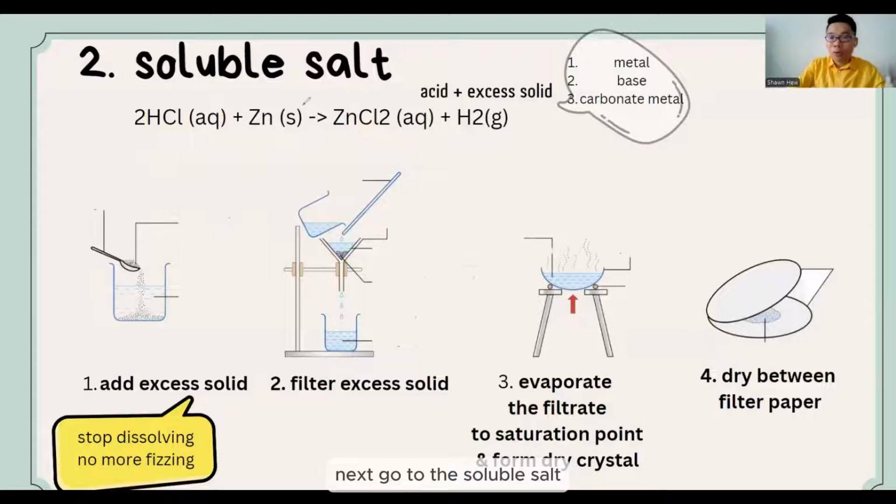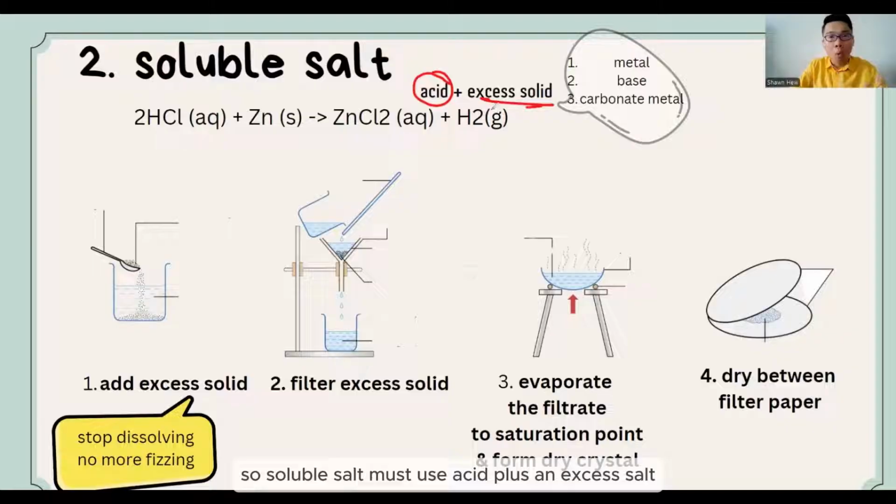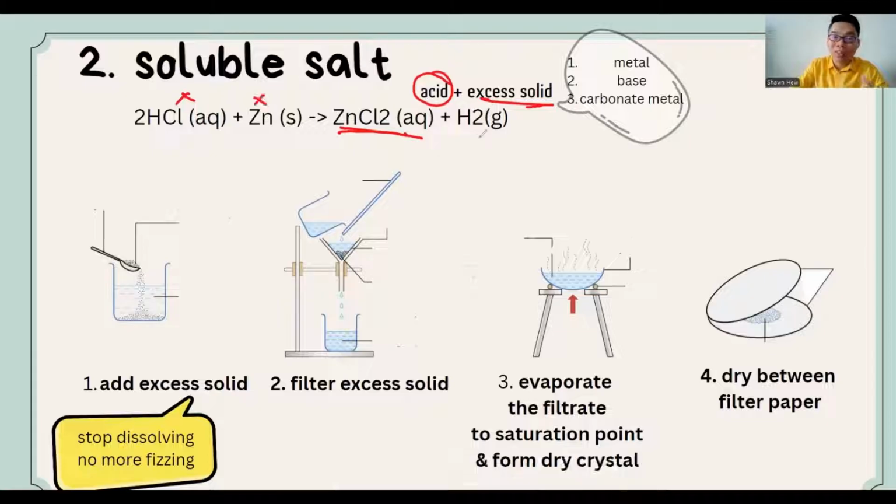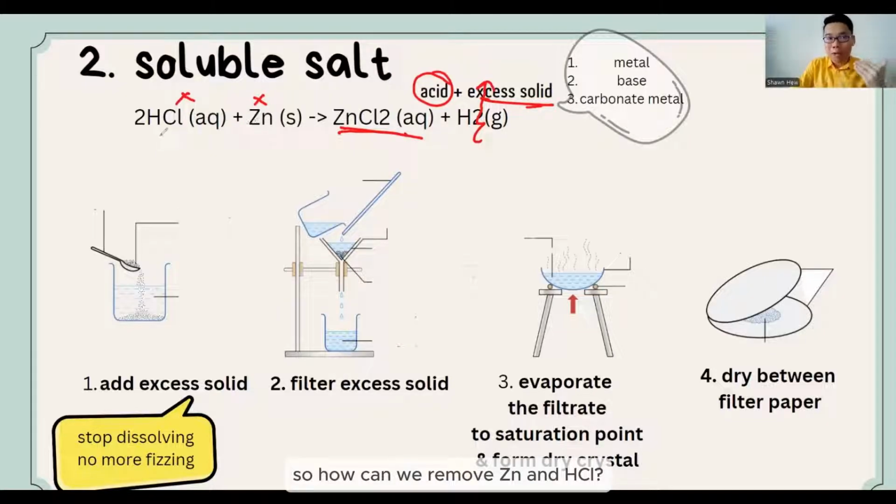Next, go to the soluble salt. So a soluble salt must use acid plus an excess solid. Why do we need to do so? Because this is the salt that I want. I need to make sure I remove this too. The gas is confirmed we'll remove. So how can we remove zinc and HCl?